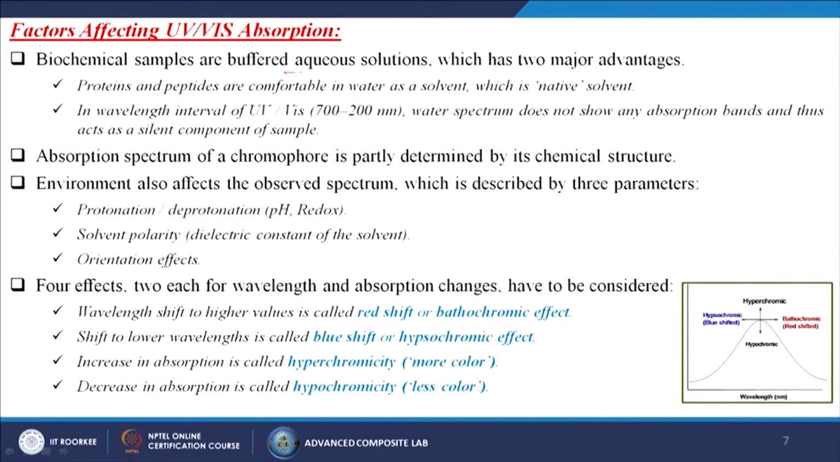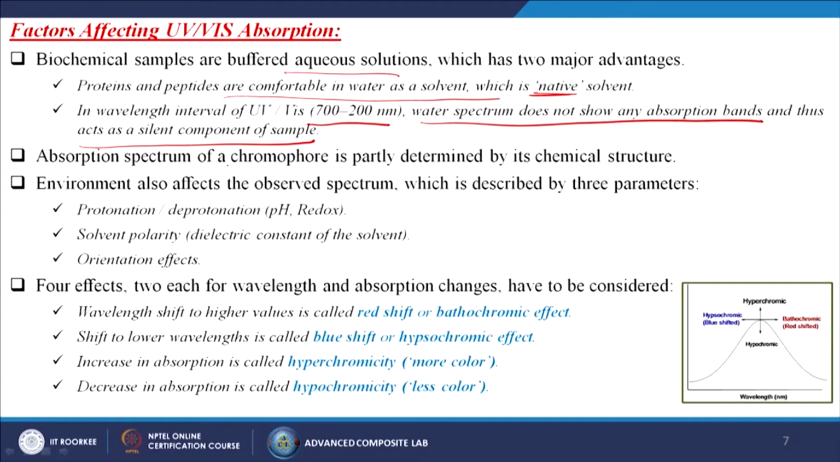Factors affecting UV absorptions. Generally the biochemical samples are buffered aqueous solutions, which has two major advantages. One is proteins and peptides are compatible in water as a solvent, which is the native solvent. In the wavelength interval of UV, in general between 700 to 200 nanometer, the water spectrum does not show any absorption bands and thus acts as a silent component of the sample.